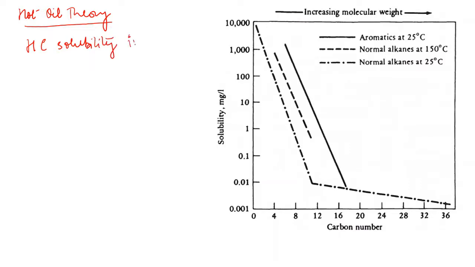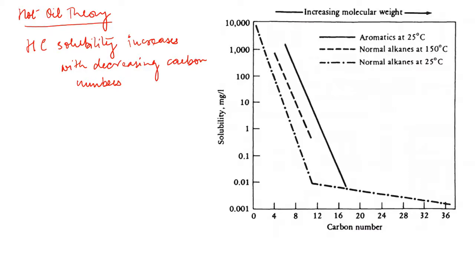So this is what you should know: hydrocarbon solubility increases with decreasing carbon numbers, and this happens for both normal alkanes and aromatic series, which are unsaturated.